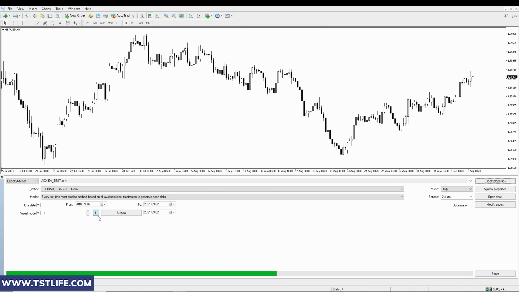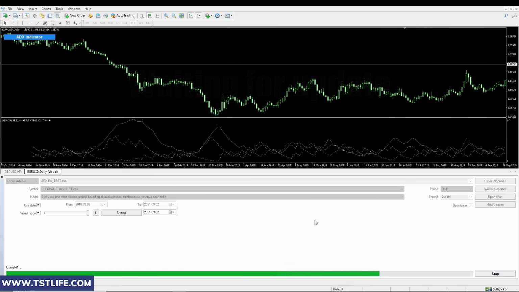Now we'll adjust the time range. We're backtesting on the daily chart, so let's go for a 3 years time interval. Once done, simply hit on Start. I'm going to speed up the process as usual.